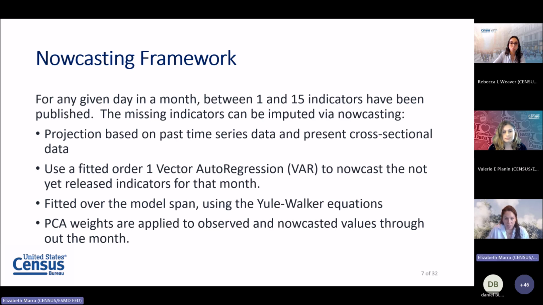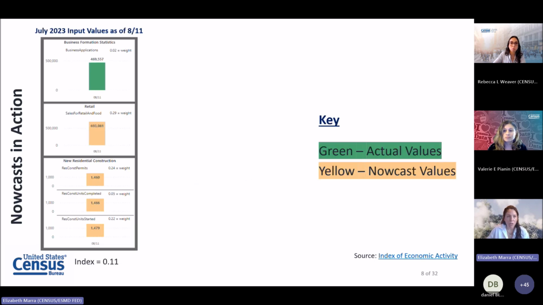Then, once we have the nowcasts, we combine those with the published data and the PCA weights that we discussed earlier. And this gives us an early estimate of the index for the month. Perhaps it would be easier if I walked through an example of how we do this nowcasting. So here I'm going to go through an example from July of 2023.